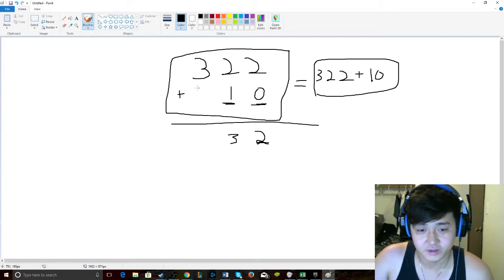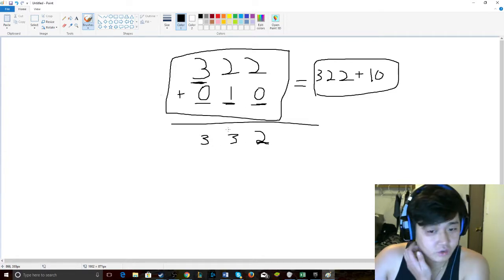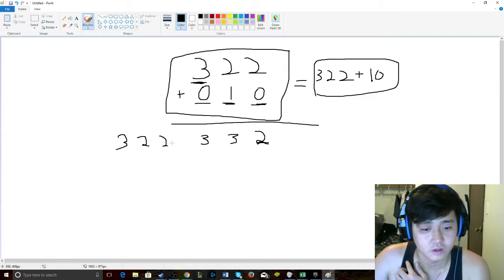And then we bring this down, and this is in the hundreds place. And here, even though we have nothing written, when there's nothing written, there's also a 0 here. So we can put an imaginary 0 here in the 100s place, and that brought down would equal 332. So we increased our value from 322 to 332 by adding 10.